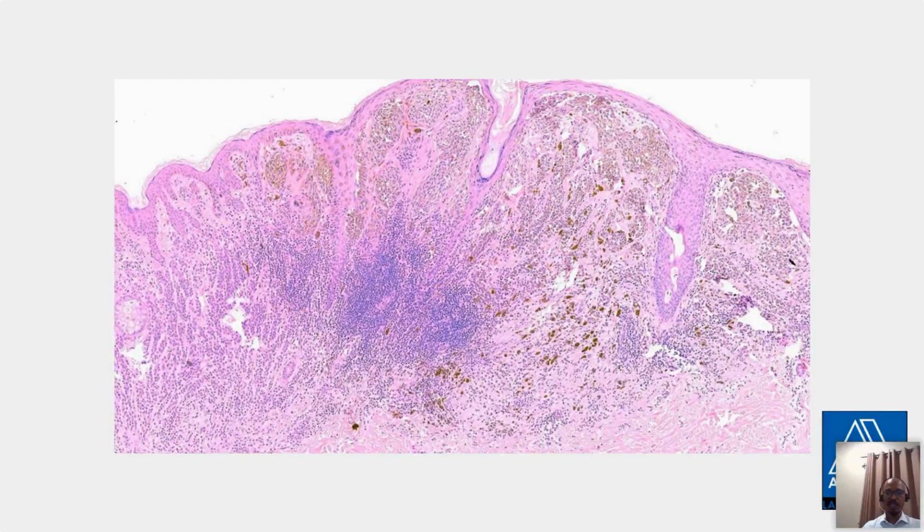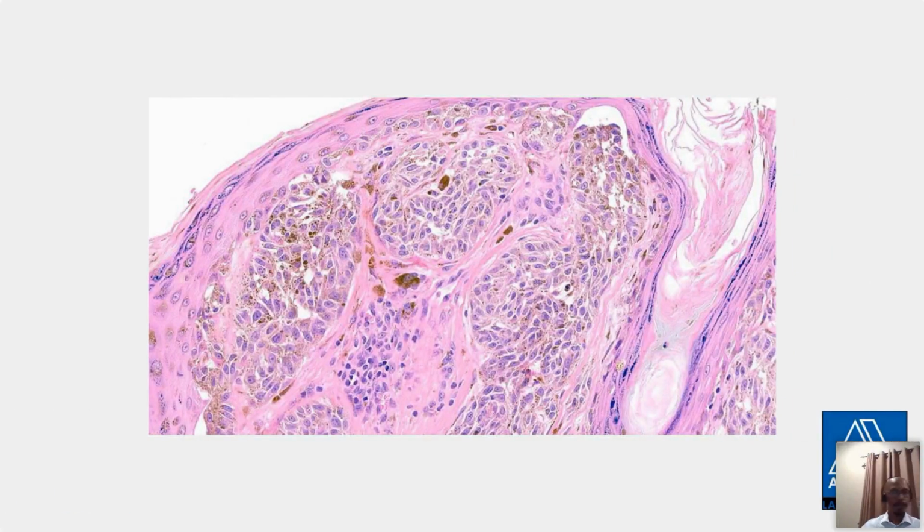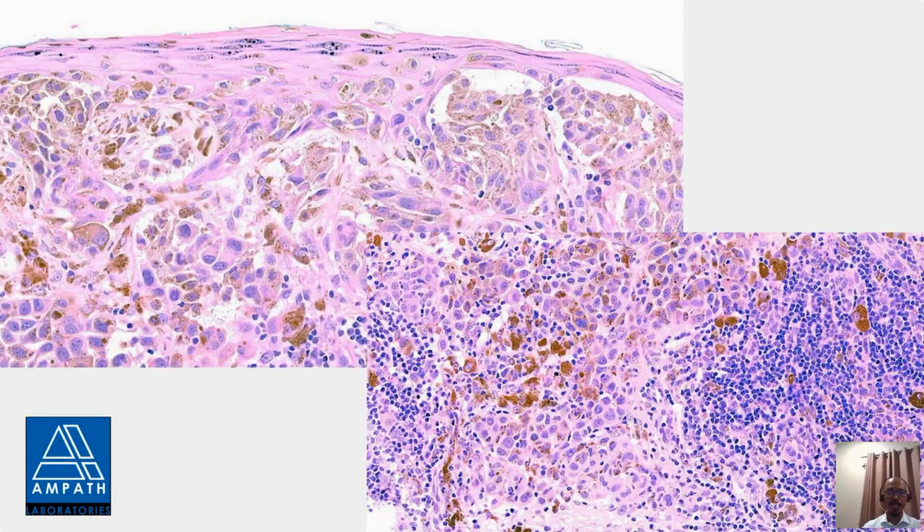But when you look in the area where there was a lot of pigment, the nests are a little bit irregularly distributed at the junction, and you've got a dense lymphocytic infiltrate in the deeper parts here. And when you look closely in that area, there are atypical melanocytes at the junction, and you've got atypical melanocytes in the dermis as well, with quite a brisk lymphocytic inflammation.